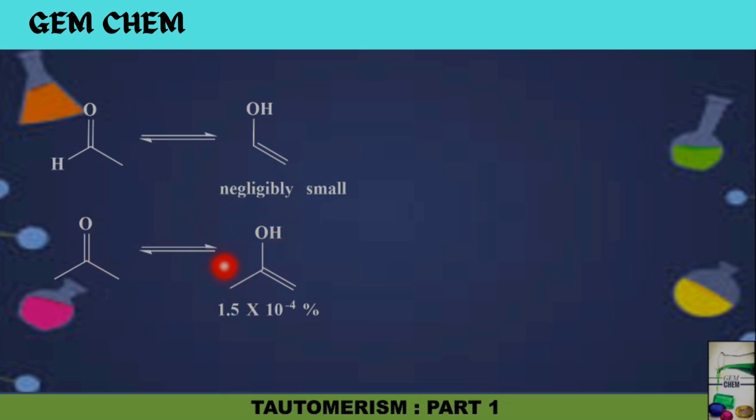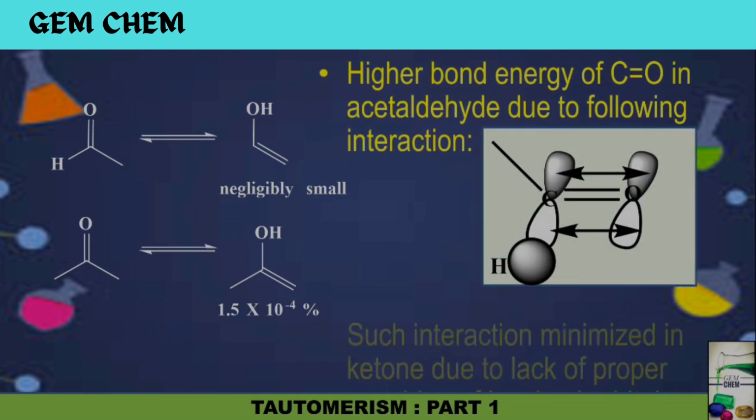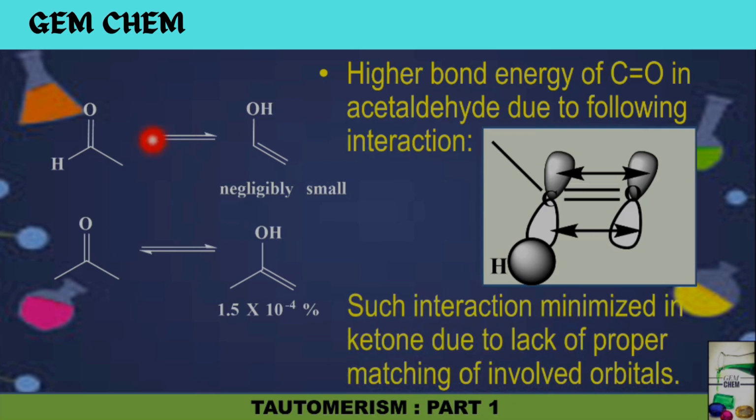And we get enol content. So when we look into the interaction, we see that the high bond energy present in the carbon double bond oxygen in acetaldehyde is due to the p-p orbital interactions between carbon and oxygen. But such a stable interaction is minimized in the case of ketone due to the lack of proper matching.